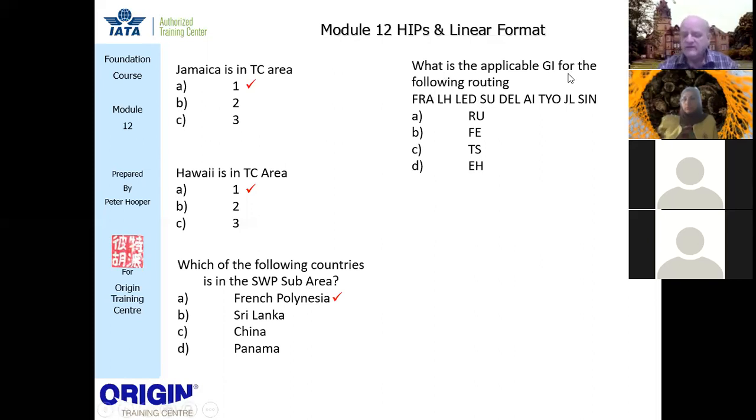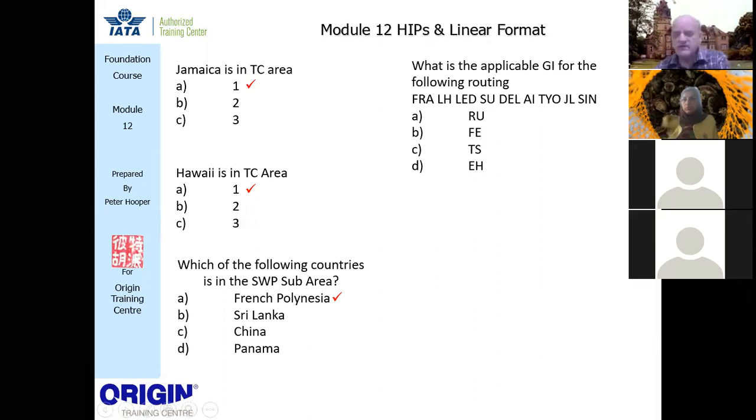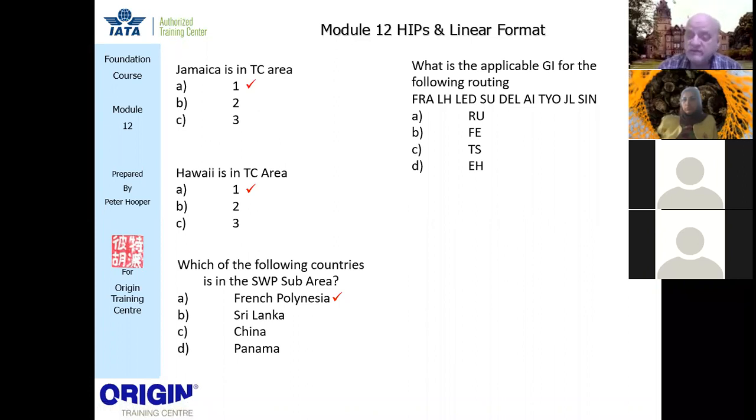Globally, have you noticed we're jumping around routings, this, that. Why? Because I'm trying to confuse you. When you do just a session on global indicators, your mind is focused on global indicators. You just do linear format, your mind's focused. Now we're jumping all over the place and not in order either.